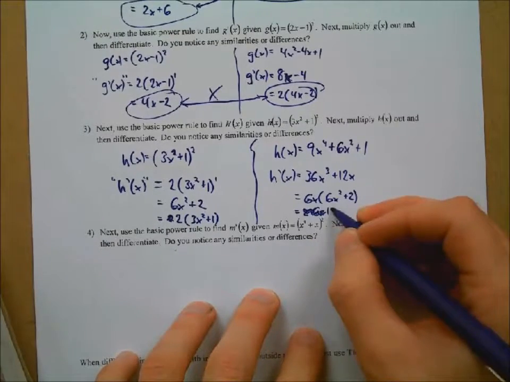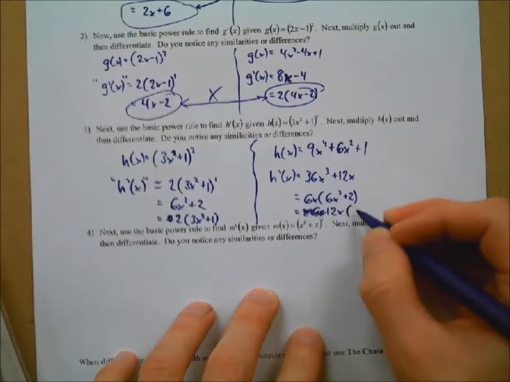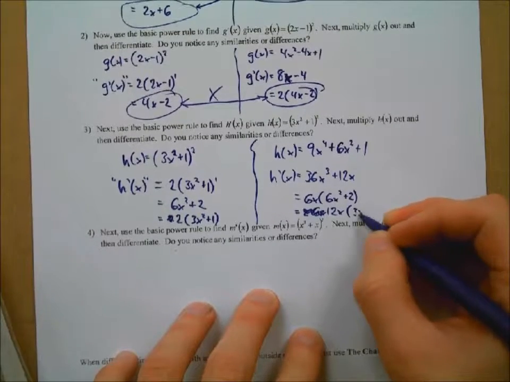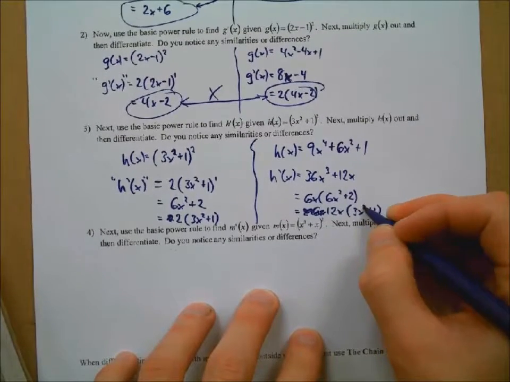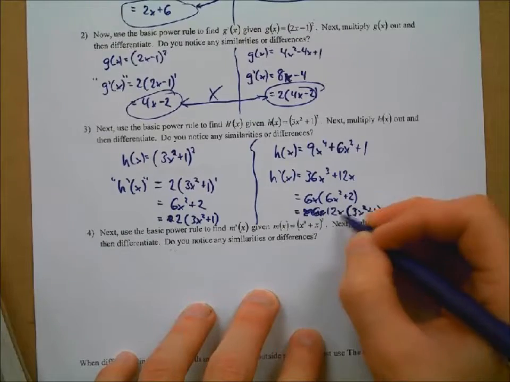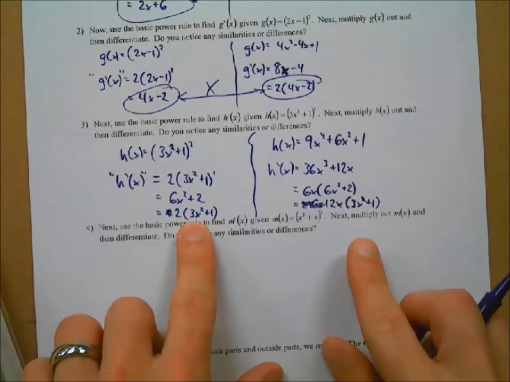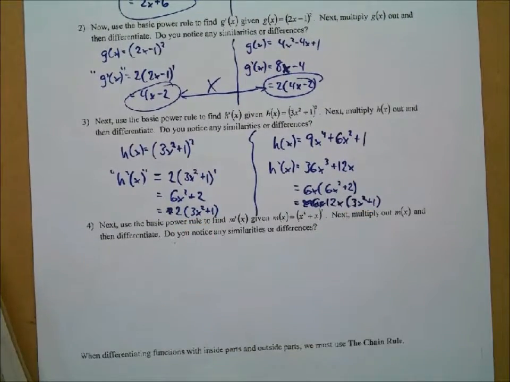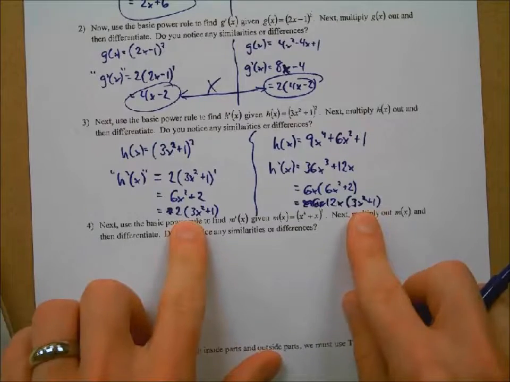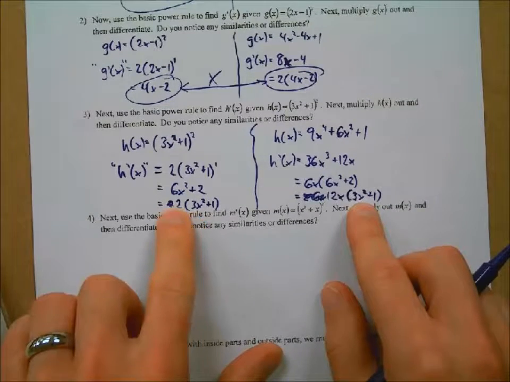Which makes it 12x times 3x squared plus 1. So again, I factored the GCF out of here, and I factored the GCF out of there too. So again, these are pretty close. The only difference is that this has a 2 out front, this has 12x.